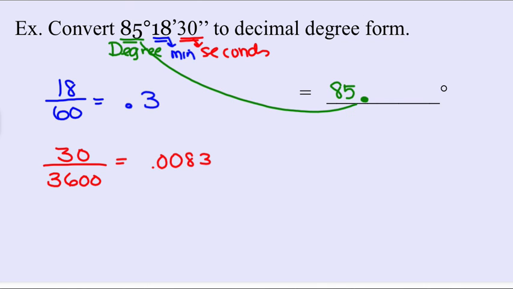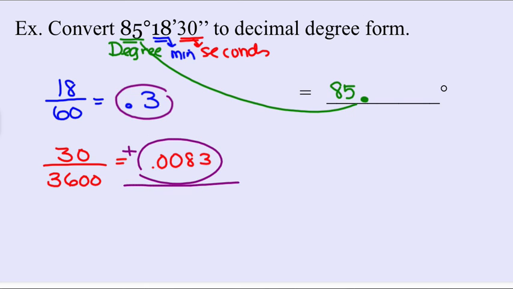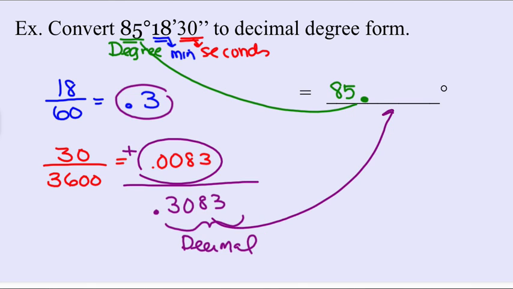0.0083. Now, here's where your decimal place comes into play. We're going to take this number plus this number, and when we add those two numbers up, we get 0.3083. This will be our decimal place. It's those two pieces. So that's going right over to here. So it's 0.3083 degrees.